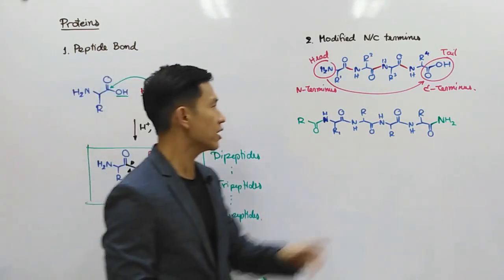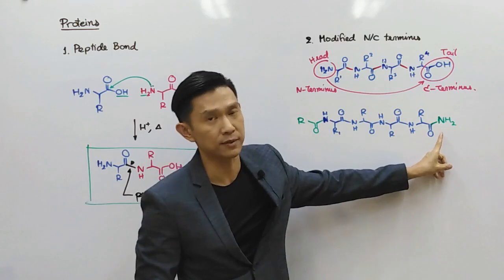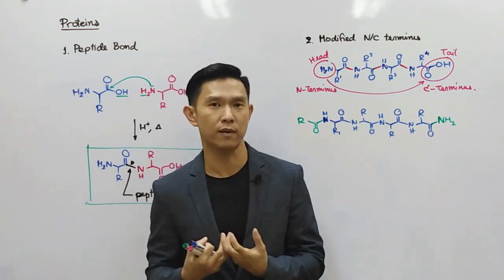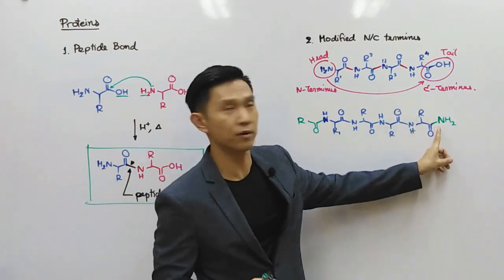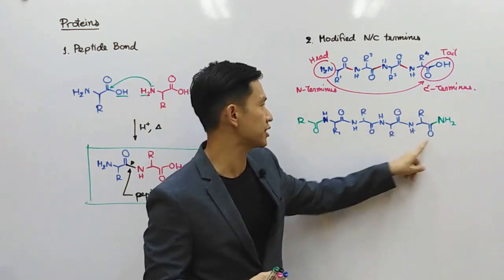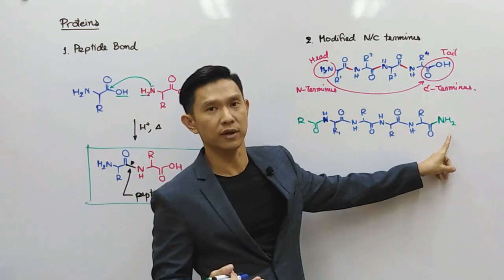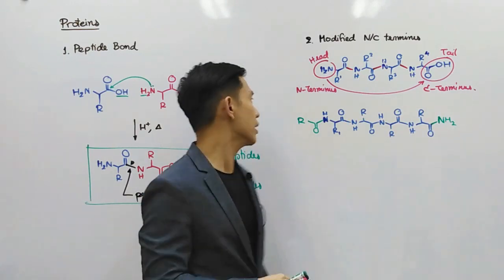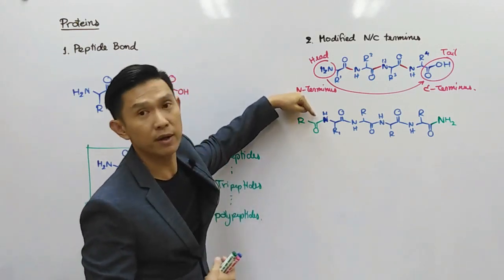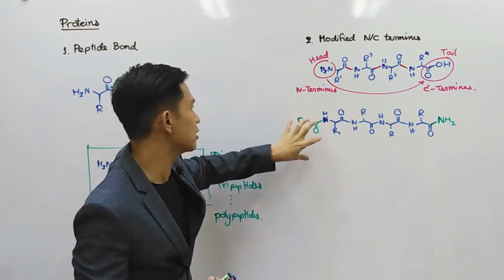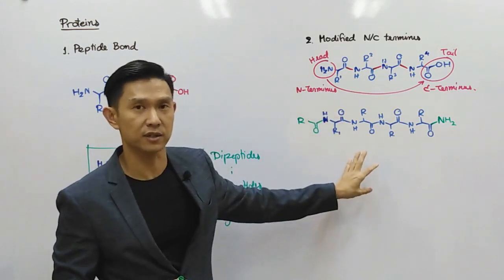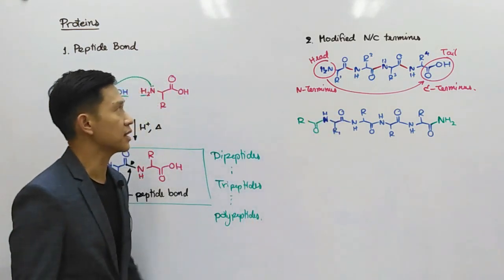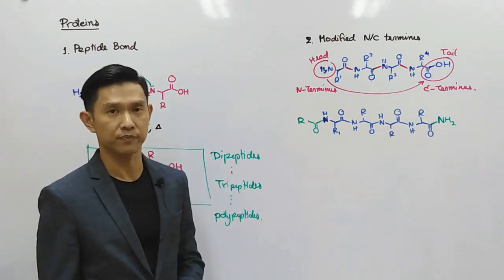So you can have a simple amide. This is not the peptide anymore, because the peptide is the amide bond linked between two amino acids. But this is a simple amide because it's linked between an amino acid and just a normal amine, a normal ammonia molecule. And this is also a simple amide bond, because this amide bond is linked between a fatty acid and an amino acid. This is not a peptide. Okay, so that's it. This is a kind of modified N and C terminus.